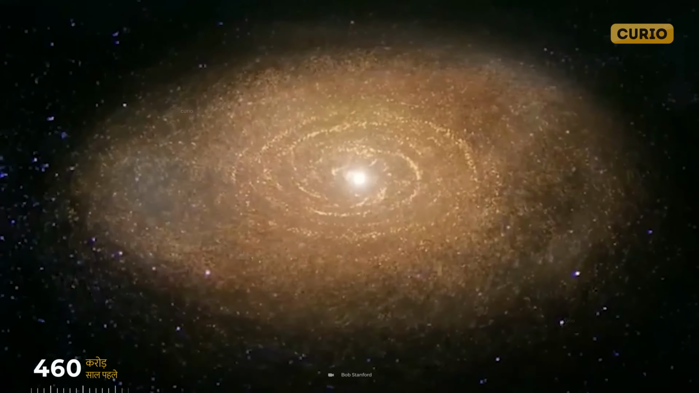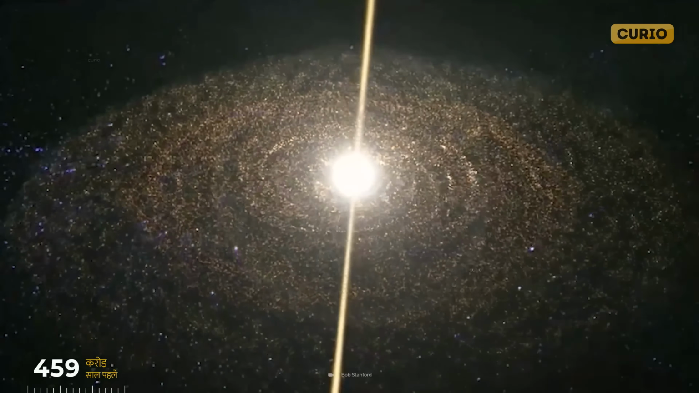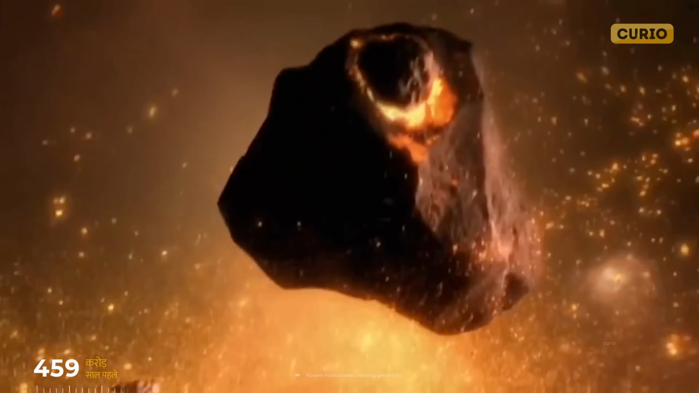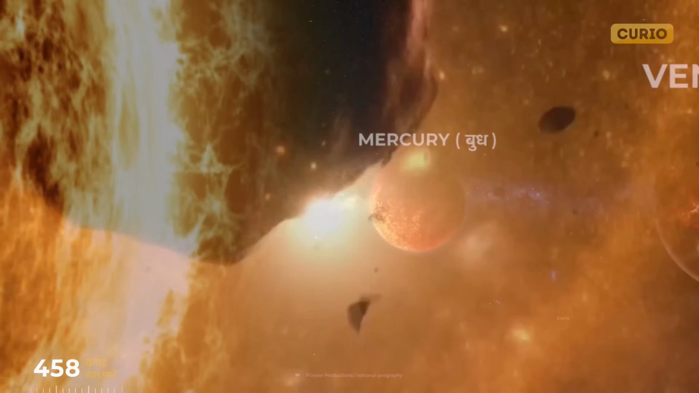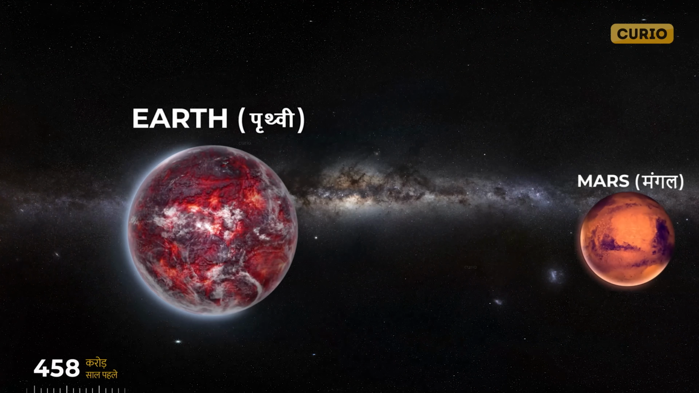Asteroids in space, because of their heavy weight, came close to the sun and started orbiting the sun. Asteroids kept bumping and crashing into each other. Eventually, they became the planets we know today: Mercury, Venus, Earth, and Mars.